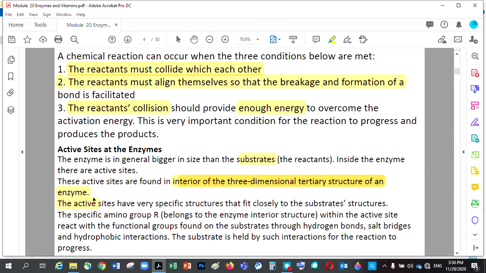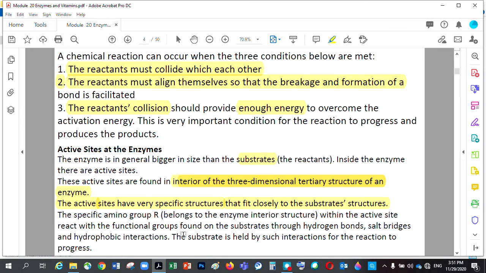The active sites have a very specific structure, and this is very important. They have to fit closely to the substrate structure, and this is one of the very important conditions. If they don't fit, the substrate will not go inside the enzyme, and there will be no reaction and no products. So a specific amino group, for example, belonging to the enzyme's interior structure within the active site, reacts with the functional groups found on the substrate through hydrogen bonds, salt bridges, hydrophobic interaction, and so on.